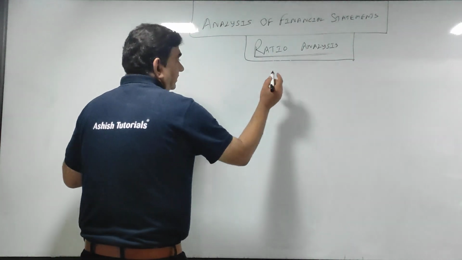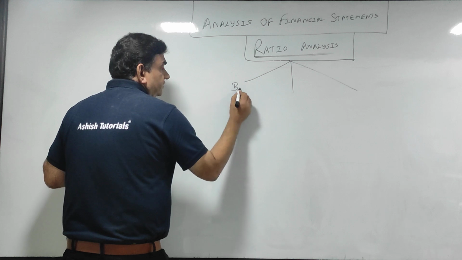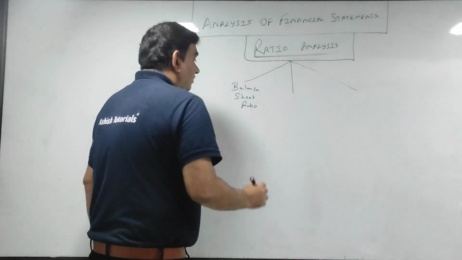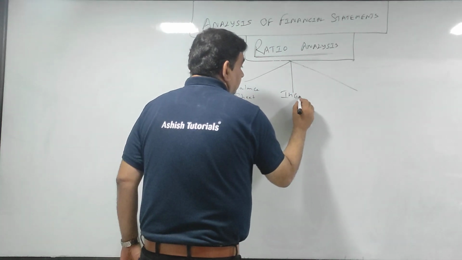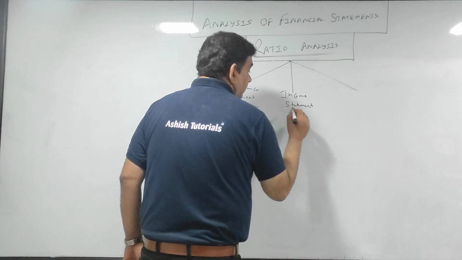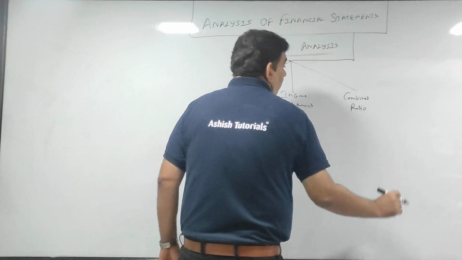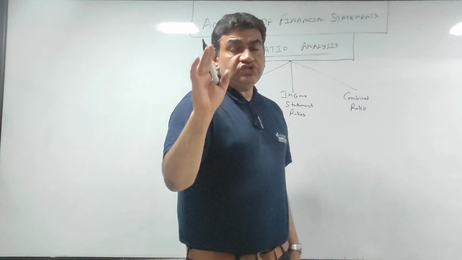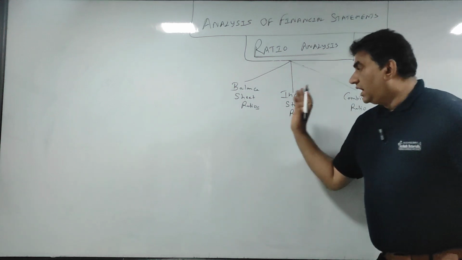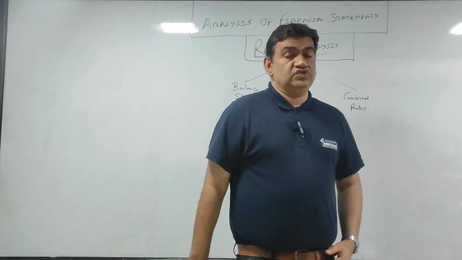Now guys, when I say ratios, you divide it in 3 parts. Now what are those 3 parts? First ratio, we call it as balance sheet ratio. Second, we call it as income statement ratios. And the third, we call it as combined or mix or composite ratio. Ratios have 3 major classifications: balance sheet, income statement, and combined. Now let's first discuss what exactly this classification is, and then we get into the ratios.